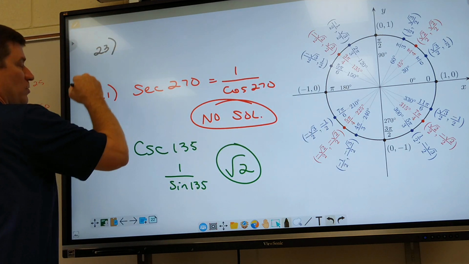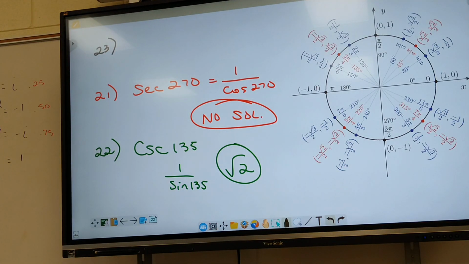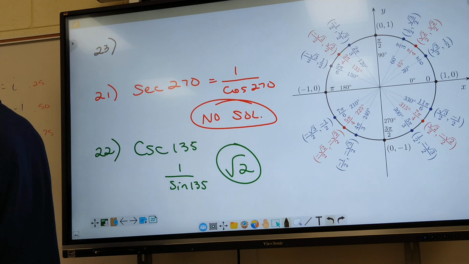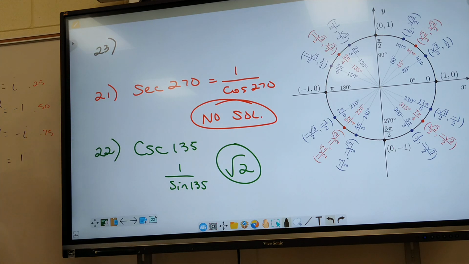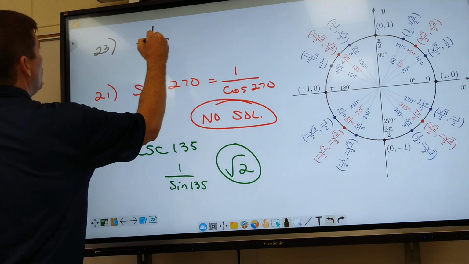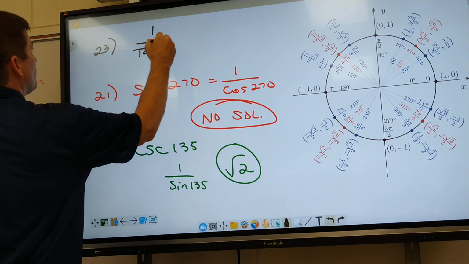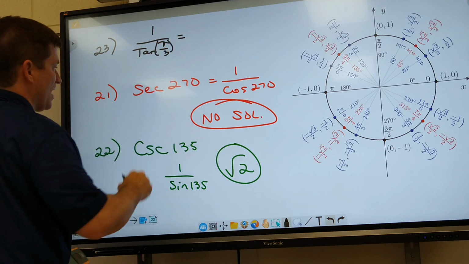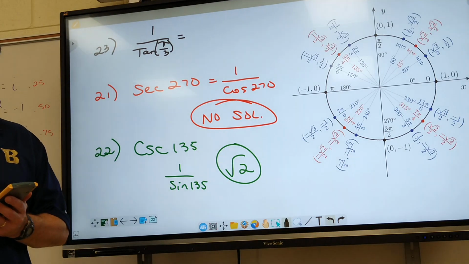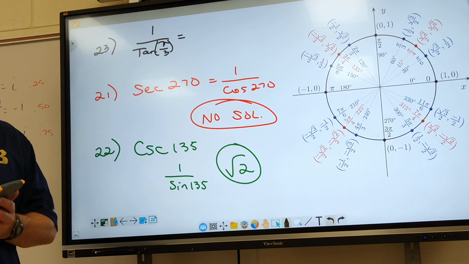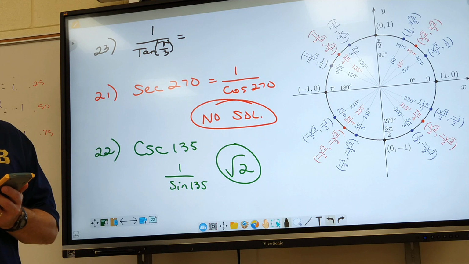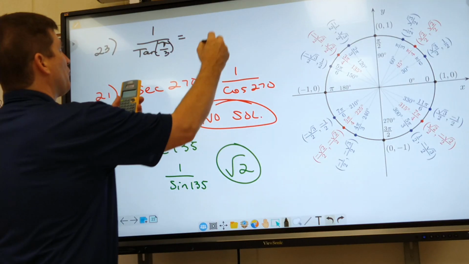All right, last one for the day, 23. It does have a pi, so we got to go to radian mode. It says cotangent of pi over 3. We don't have a button for cotangent, so we got to use tangent. 1 over tangent of pi over 3. Type it in. I got root 3 over 3.